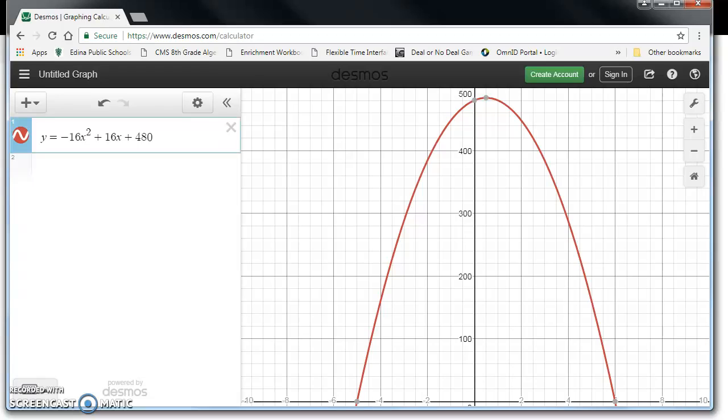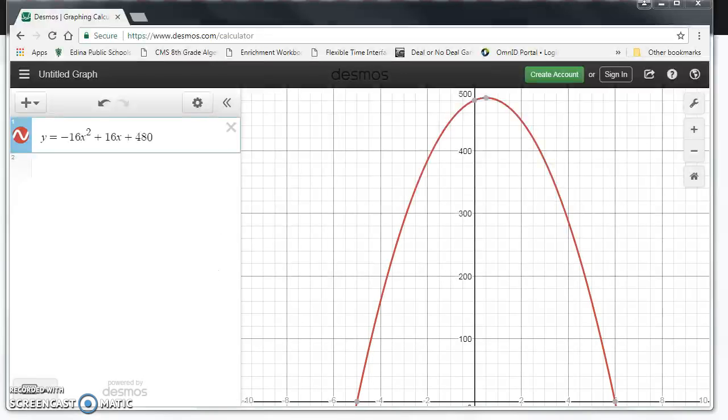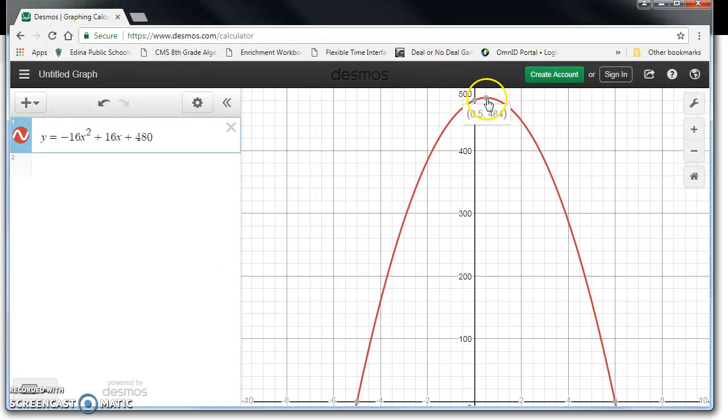Our next question we need to answer is, what was the highest point he reached? Well, if we look at our parabola, we're going to see that the vertex is a maximum. So we're just looking for the vertex. So right there, the highest point he reached was 484 feet. And that 0.5, because x stands for time in this one, was how long it took him. So at 0.5 seconds, or half a second, he was 484 feet off the ground.